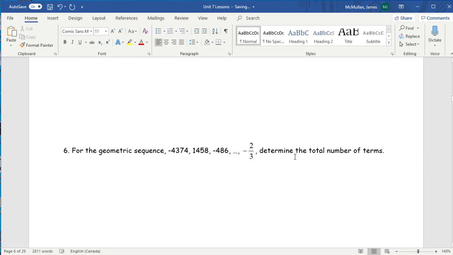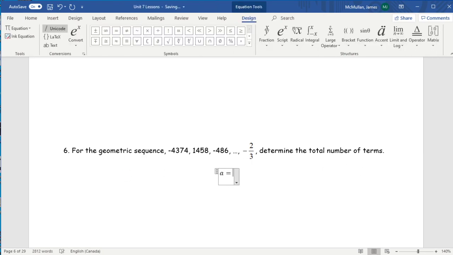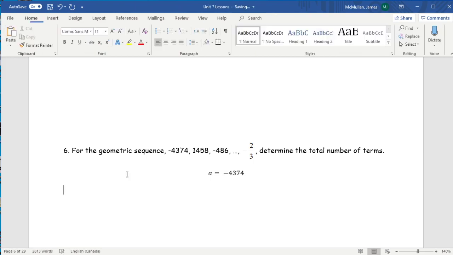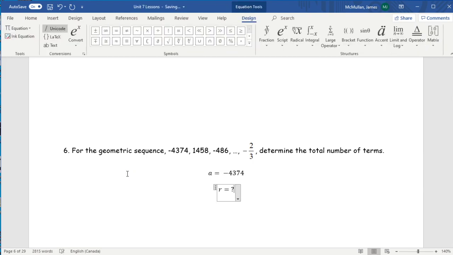Okay, same question, but this time a geometric sequence. So a is -4,374. What is r? I'm not really sure how to find r here. So r has to be equal to 1458 over -4374, and that has to be the same as -486 over 1458. So both of those things have to be the same, in order for this to be true.